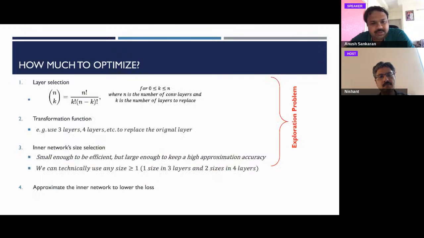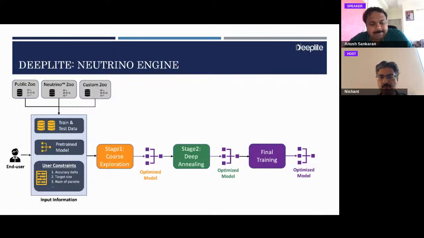Okay. So here's a quick question. In this two-stage, three-stage pipeline, does the search look like NAS, neural architecture search, or how would you qualify it? Or are there different kinds of search working together?